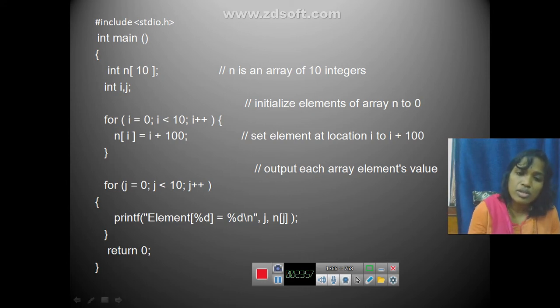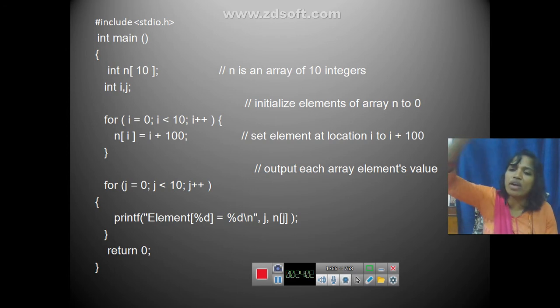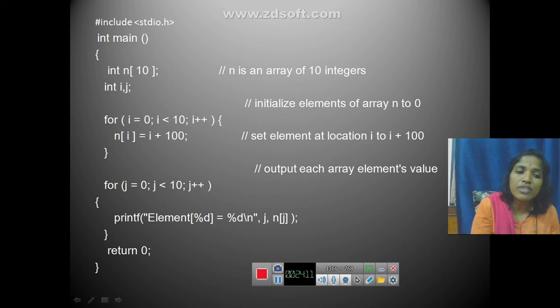Next, output each array element's value. You have assigned n[0] to 100, n[1] to 101, n[2] to 102, and so on up to 109. 100 to 109 you have assigned. So everything you want to print. So for j equals 0, j less than 10, printf element %d: for j equals 0, what is the value I am taking here? j. So for element 0, you are using n[j], that means n[0].